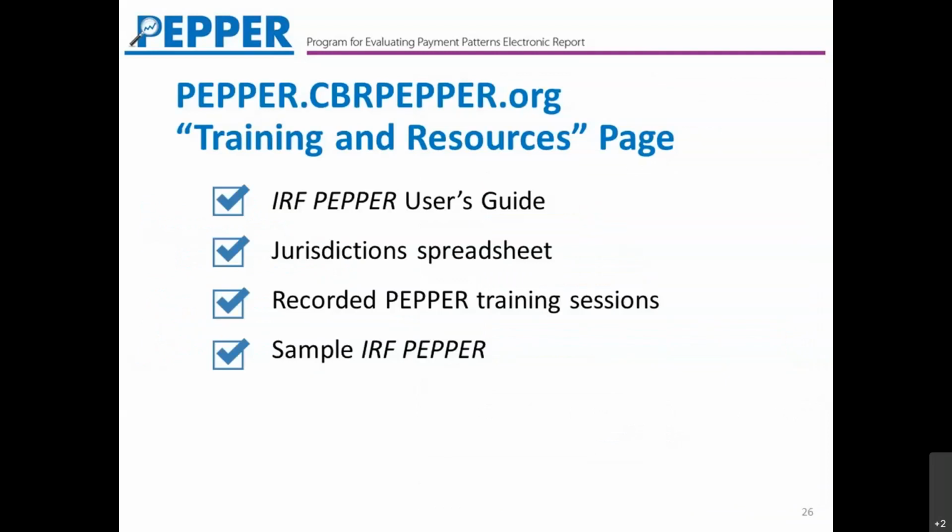A number of other resources can be found on the PEPPER website. There is the user's guide, the PEPPER training sessions, a demonstration PEPPER, a spreadsheet that will identify the number of facilities in each of the MAC jurisdictions by total and by state, and some testimonials and success stories. There are some really nice success stories out there, one in particular from a Kentucky hospital that used their PEPPER to help them identify undercoding. So be sure to check that out.